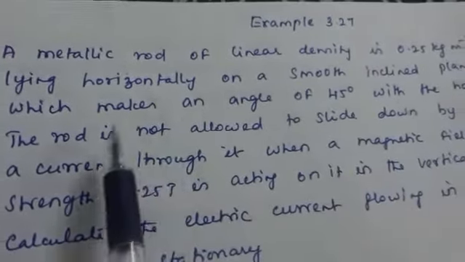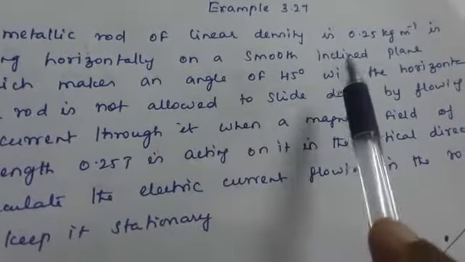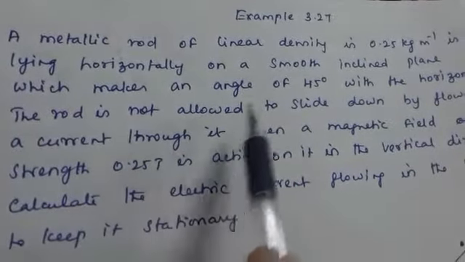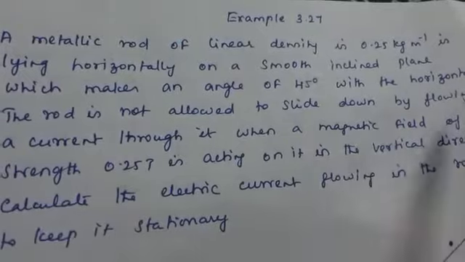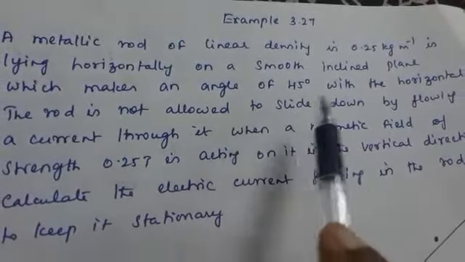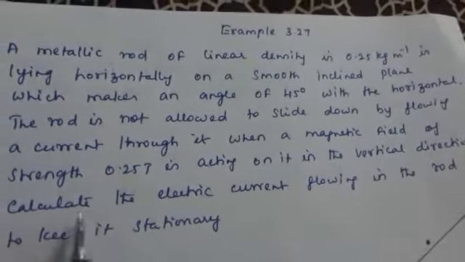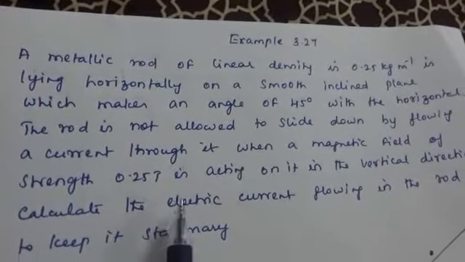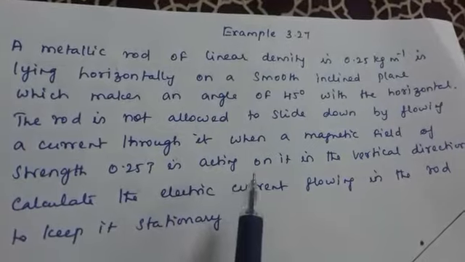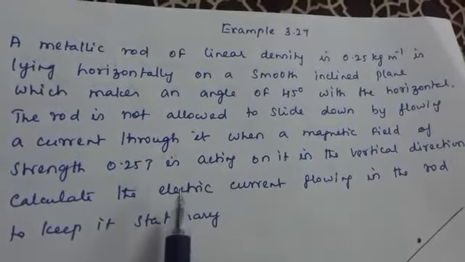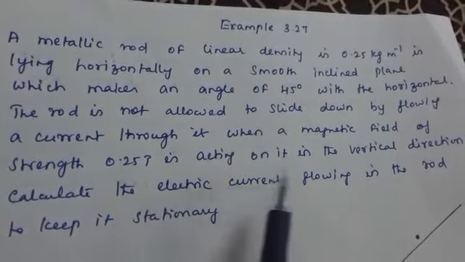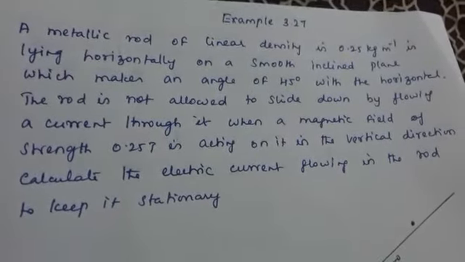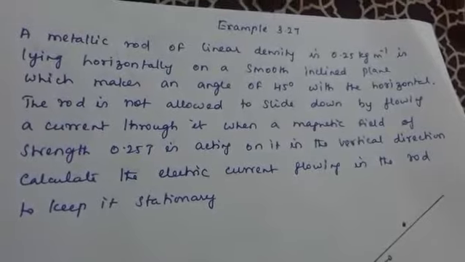Example 3.27. A metallic rod of linear density 0.25 kilogram per meter is lying horizontally on a smooth inclined plane which makes an angle of 45 degrees with the horizontal. This rod is not allowed to slide down by flowing a current through it. A magnetic field of strength 0.25 Tesla is acting on it in the vertical direction. Calculate the electric current flowing in the rod to keep it stationary.